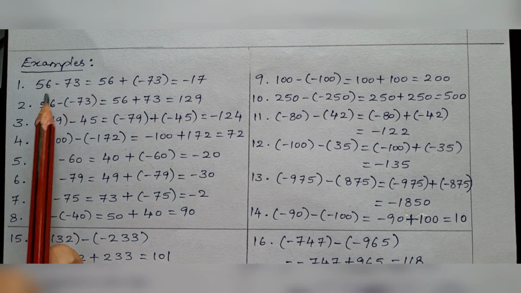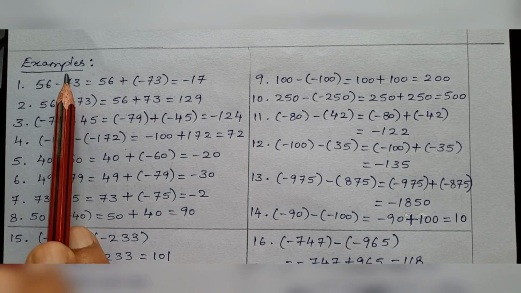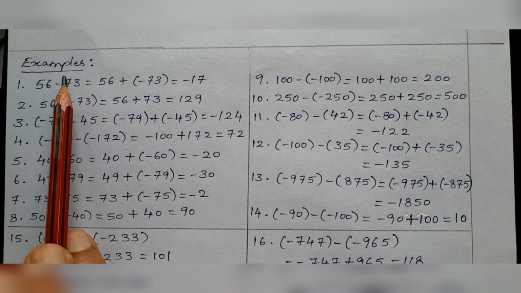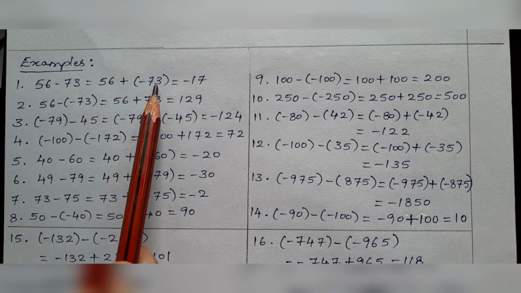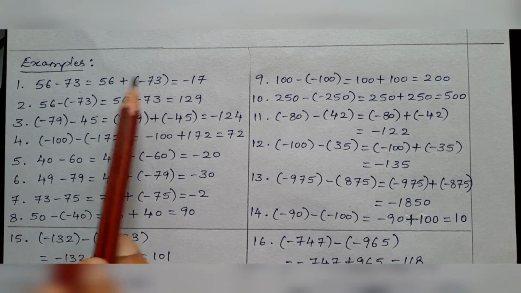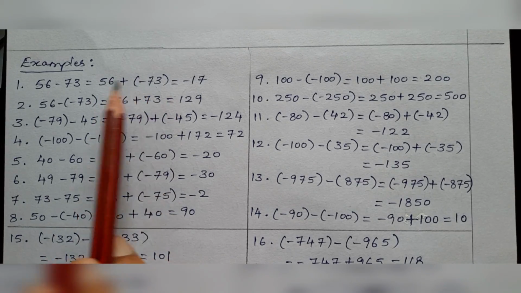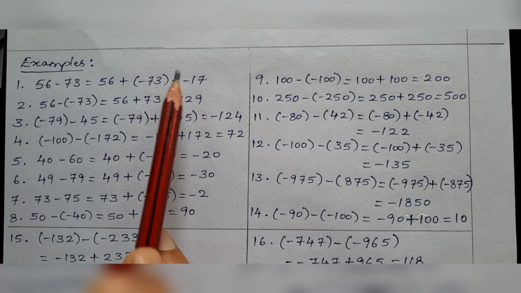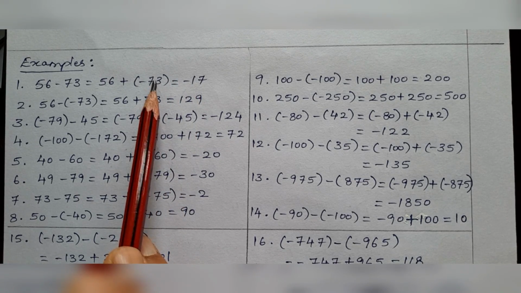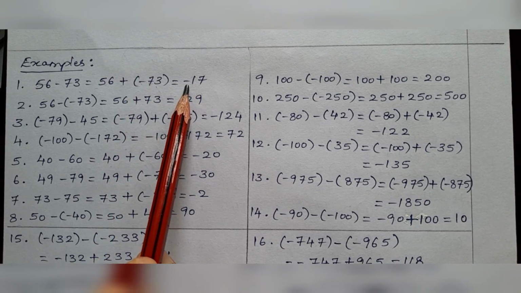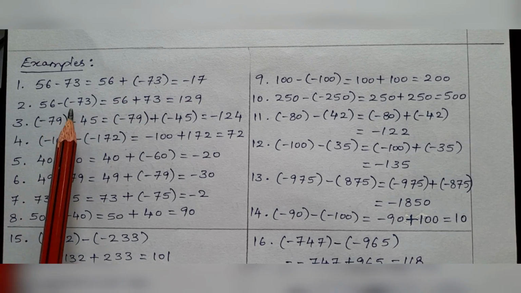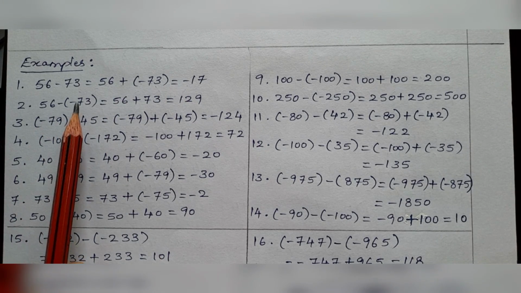Examples, 56 minus 73. So, additive inverse of plus 73 is minus 73. So, find out the difference between these two. We'll get 17. Bigger integer is this one. So, that sign is negative. Put negative sign. So, additive inverse of minus 73 is plus 73.